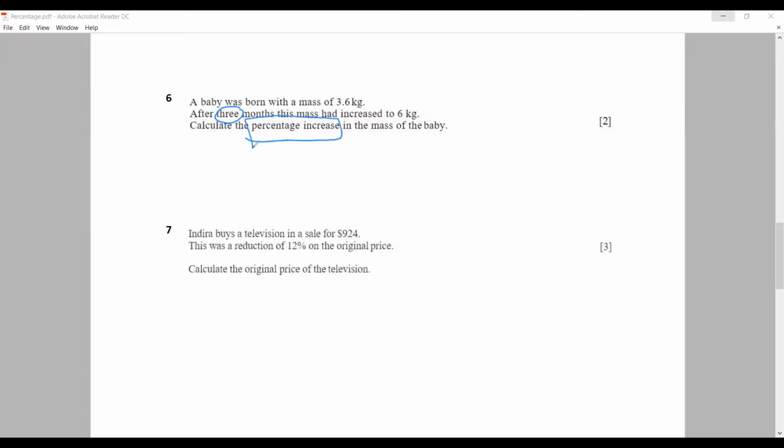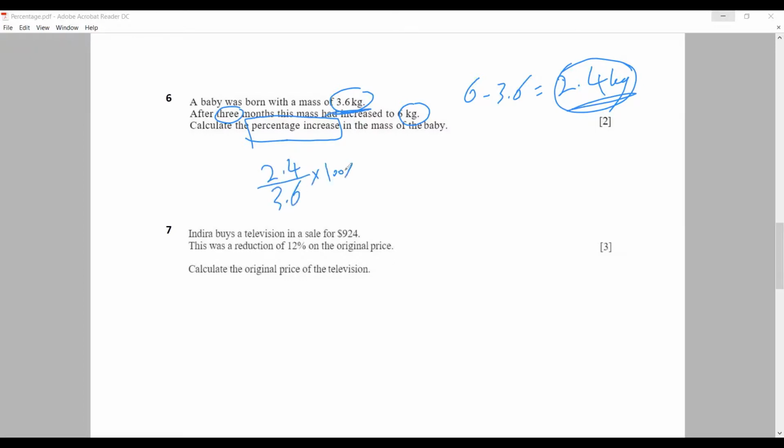Again, you can find the increase first, basically 6 minus 3.6, which is 2.4 kg, right? And then you form a fraction with this number and the original number 3.6. So 2.4 divided by 3.6, but don't forget to multiply it by 100%. And the final answer is 66.7%.